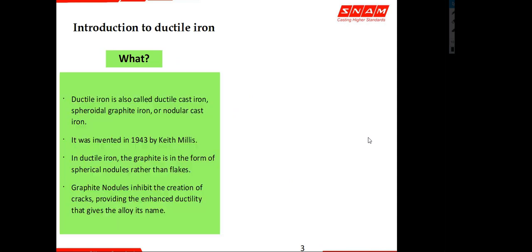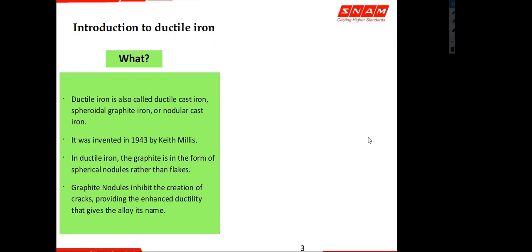So what is ductile iron? From the name itself, this is a family of iron which has very good ductility. Ductile iron is also called ductile cast iron, which falls under the cast iron family and has the graphite in spheroidal shape. So it can also be called spheroidal graphite iron or nodular cast iron.